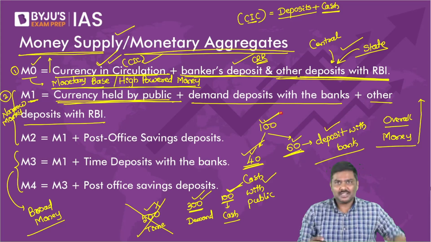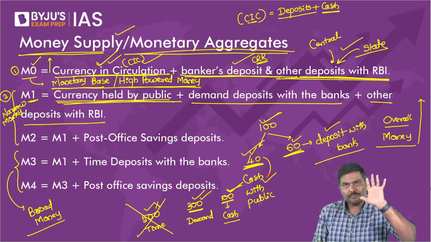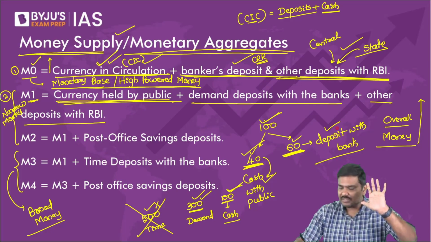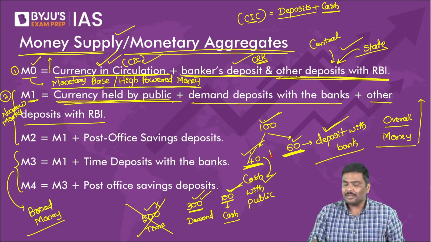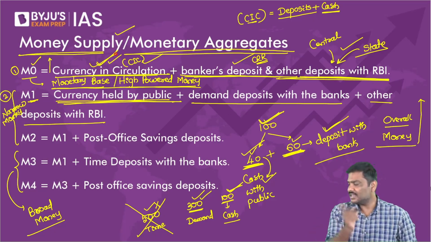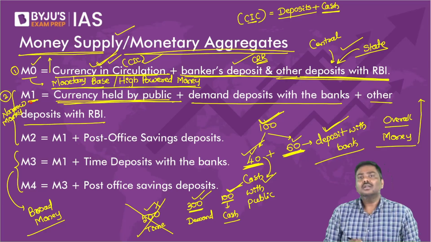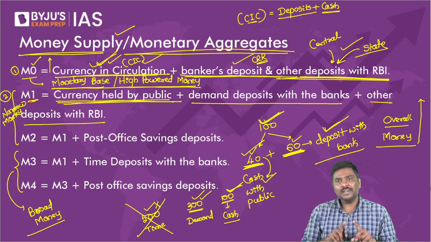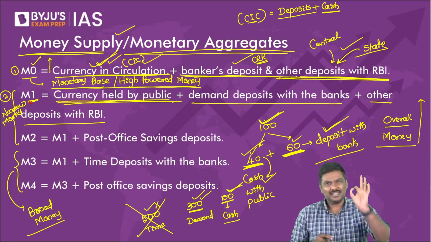That is the reason I started with this example. 100 rupees printed by RBI. Out of that, 40 people will keep with themselves. Remaining 60, they will keep it in the form of deposit with the bank. That's the reason I said add both of them, you will get currency in circulation. Can we go forward now? Now, this is M1, right? Please look at M1. Can I say M1 has a very high liquidity?